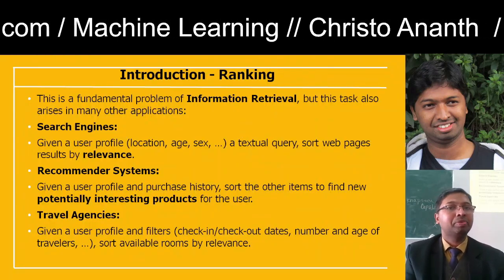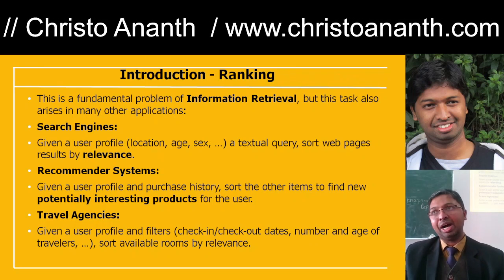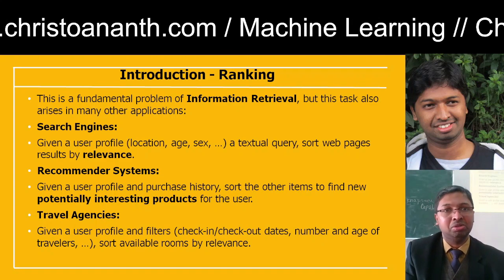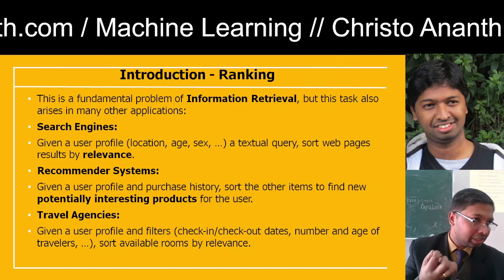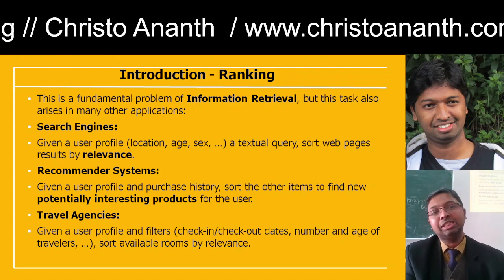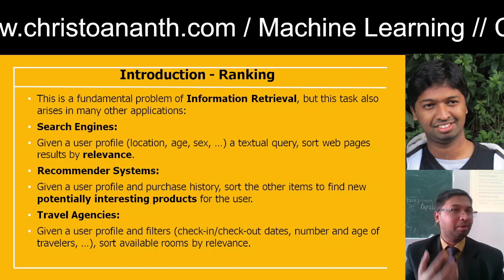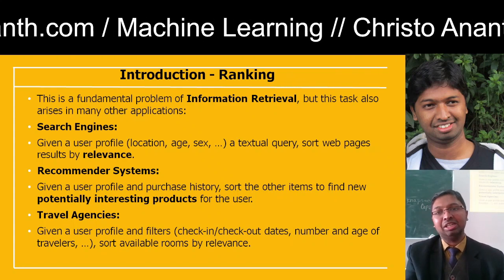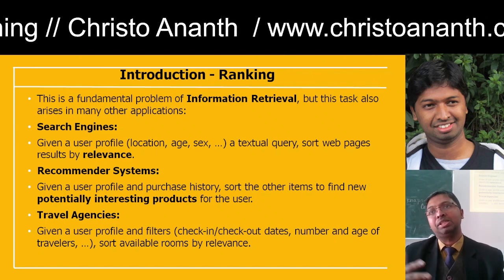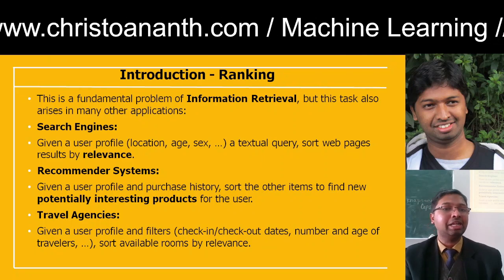So ranking: you are going to analyze the data and identify which is the topmost one according to the similar images. In the case of retrieving information, you can use it in a search engine, like the Google search engine. If we have a user profile, like location, age, gender, you can go with the textual query. You can sort the web pages, arranging them according to relevance. Or you can also have recommender systems.